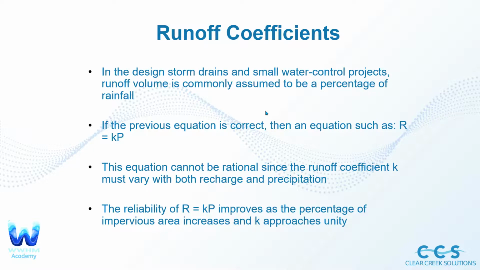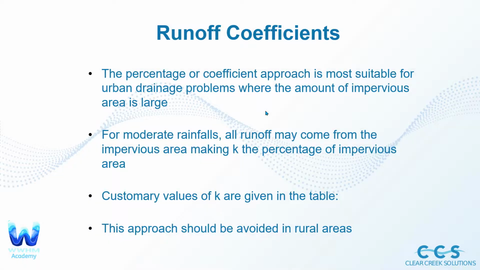The percentage or coefficient approach is most suitable for urban drainage problems where the amount of impervious area is large. For moderate rainfalls, all runoff may come from the impervious area, making K the percentage of impervious area. Customary values of K are given in a table on the next slide, and this approach really should be avoided in rural areas with little impervious runoff. You're just not going to get an accurate value at all.